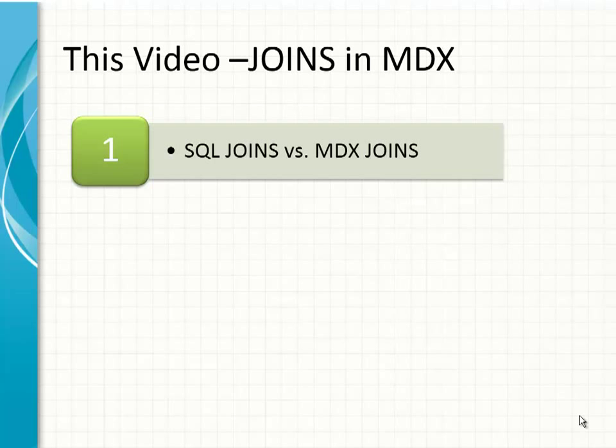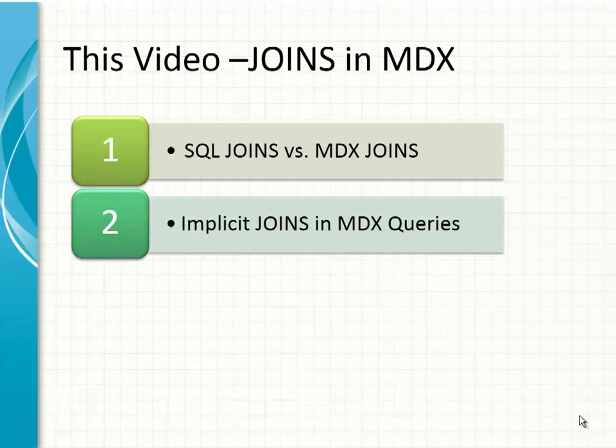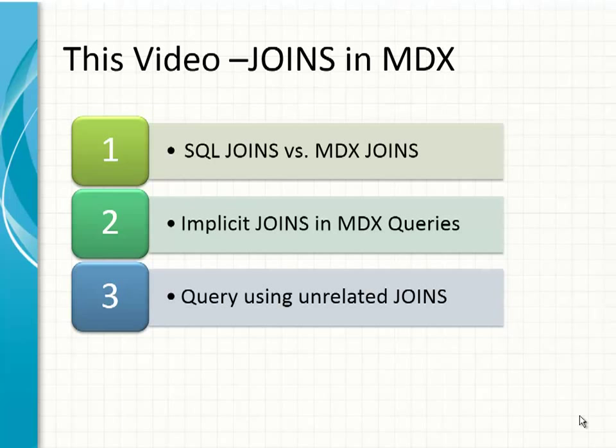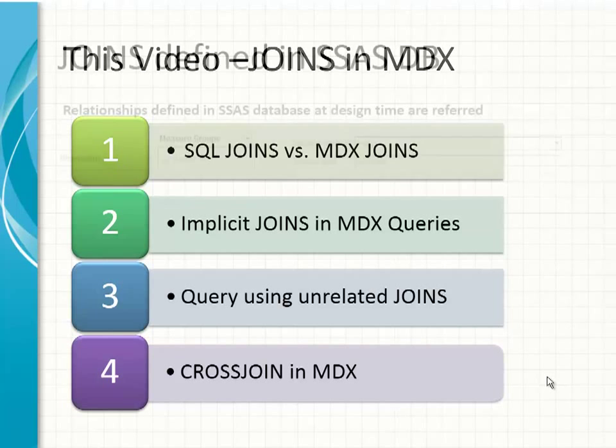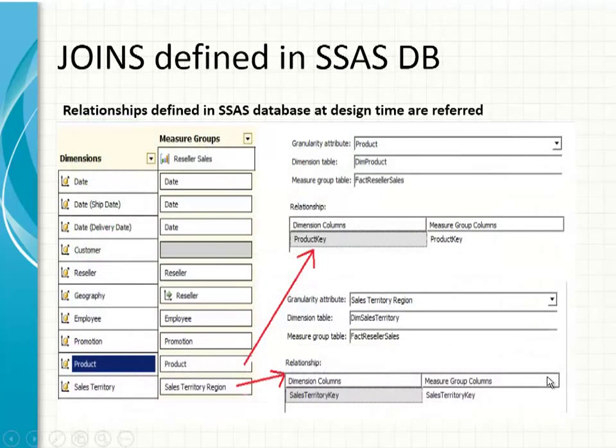We will see how MDX joins are different from SQL joins. We'll see what we mean by implicit joins in MDX queries, and we'll see what happens when the query uses joins in unrelated objects. Lastly, we'll see the cross joins in MDX. Let's start with an example of how MDX joins are different from SQL joins.